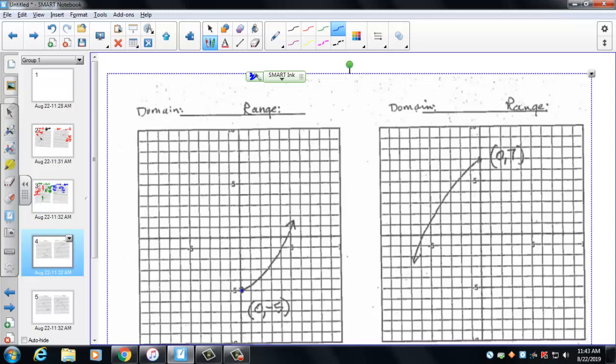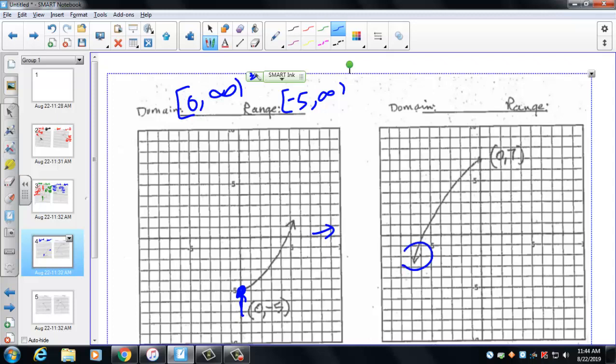The domain for this, it starts here. It is 0 to infinity. It starts at 0 and it goes to the right. The range is negative 5 to infinity. It starts down at negative 5 and it goes up.